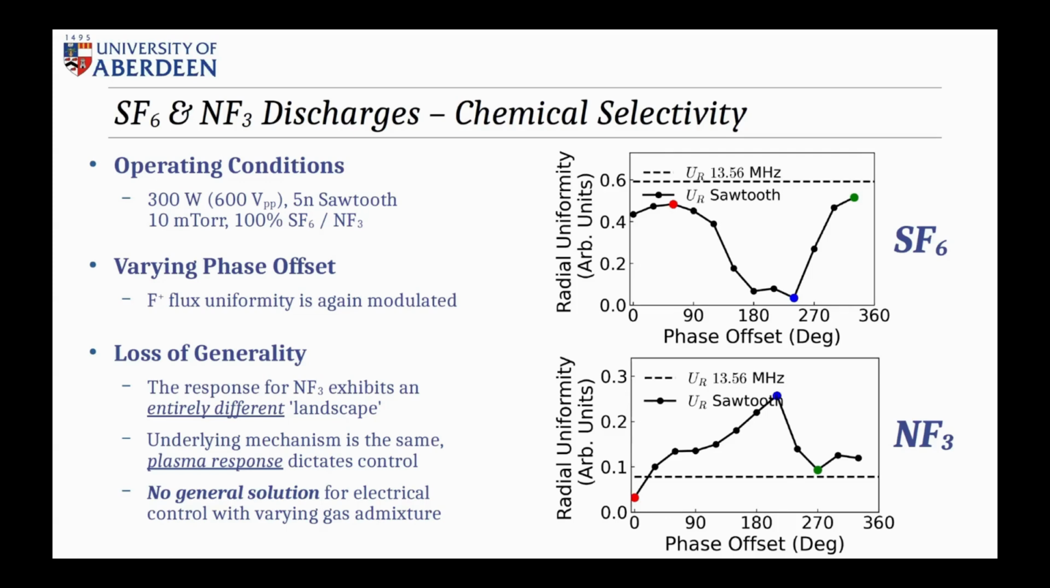This is insane. And so basically, there is no general solution that we have found for a control mechanism when you just change a very small aspect of your discharge. And I know changing the chemistry gas is not maybe very small, but you're only changing one thing in theory, right? These should be a lot more similar than they are.